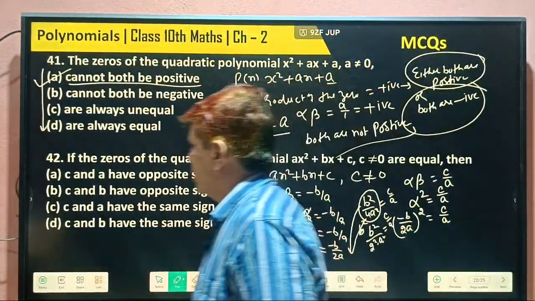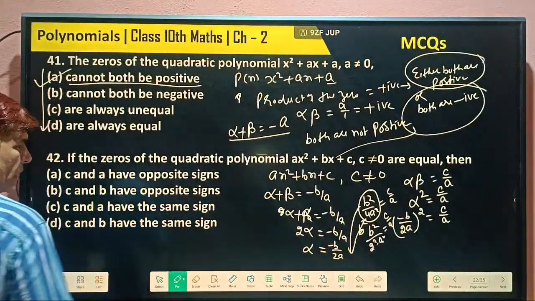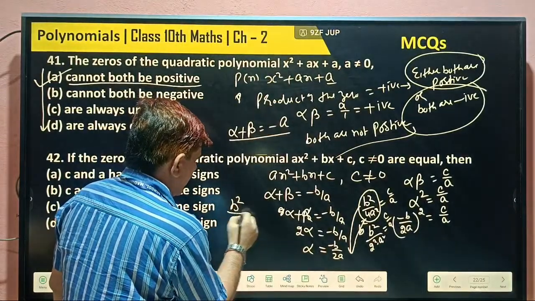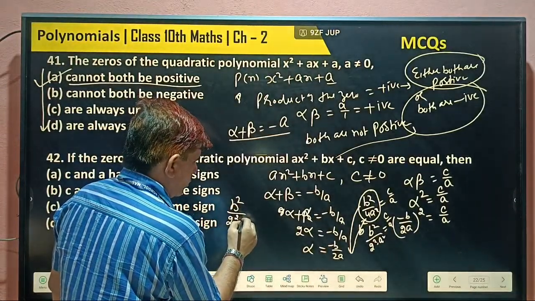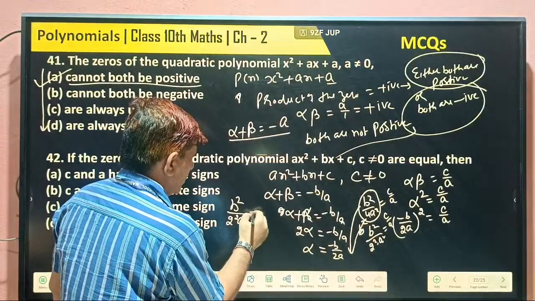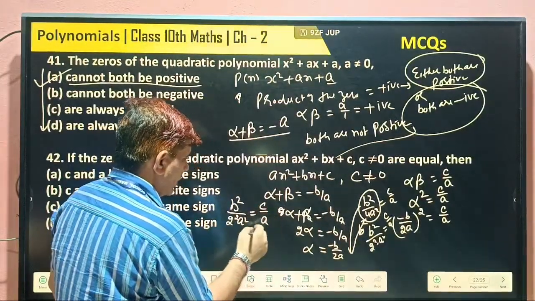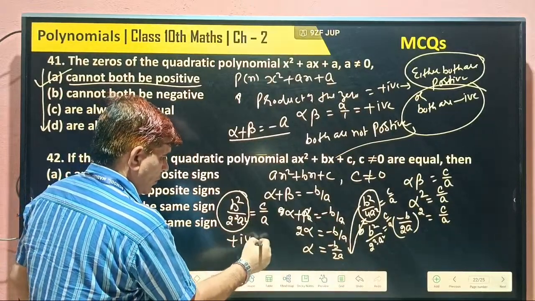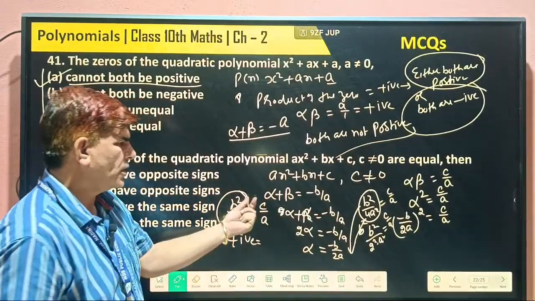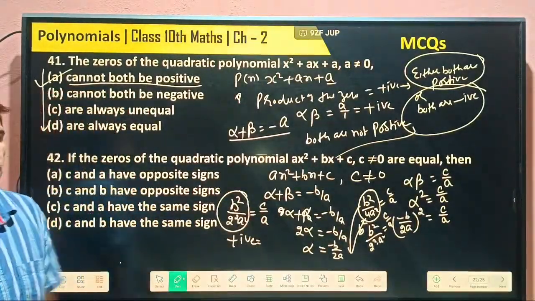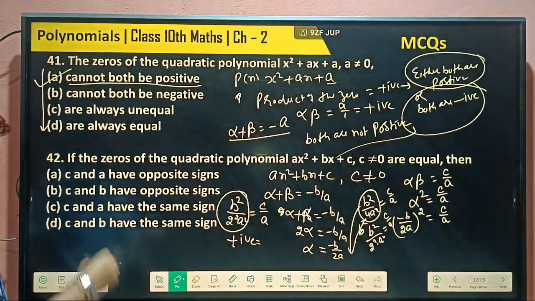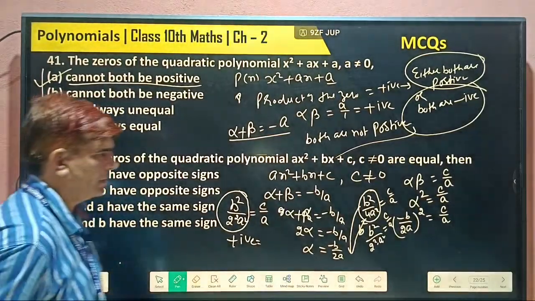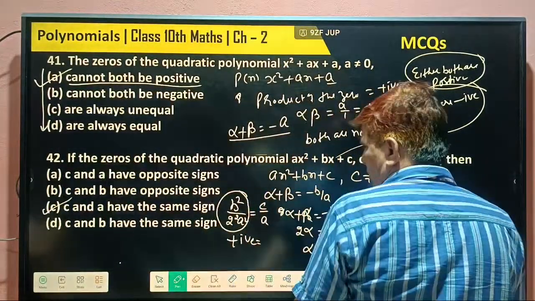Try to understand. B square by 2 square a square is equal to c by a. This quantity is always positive. So when this is positive, c and a have the same sign. So what's your answer? Not understood?